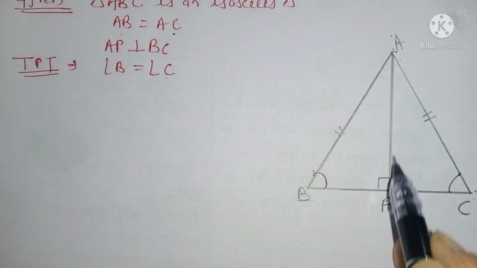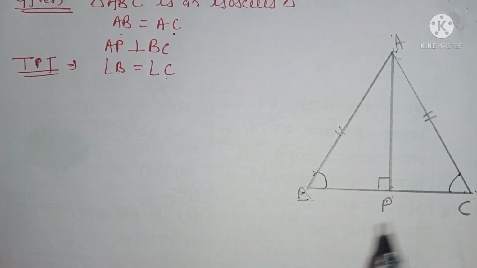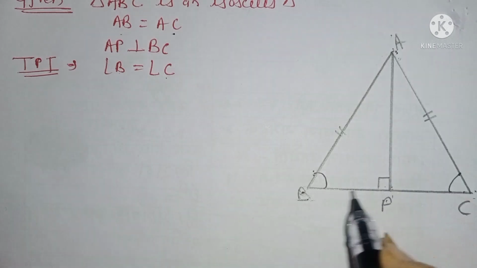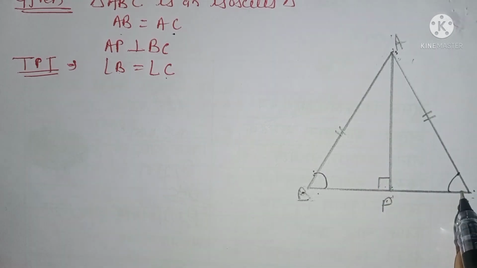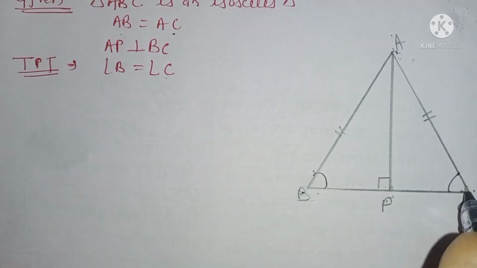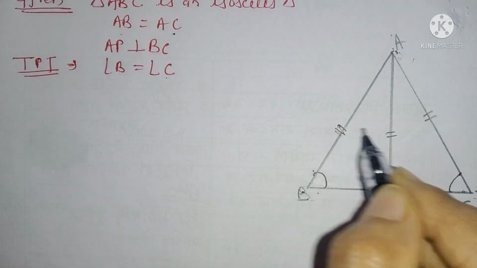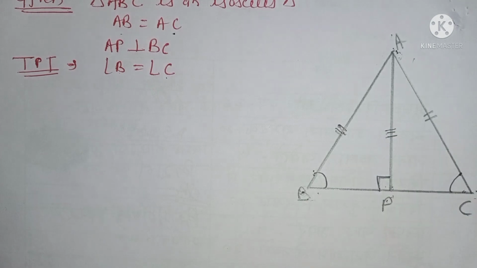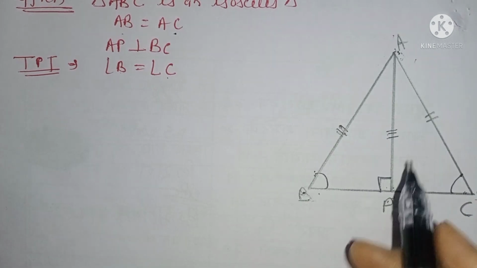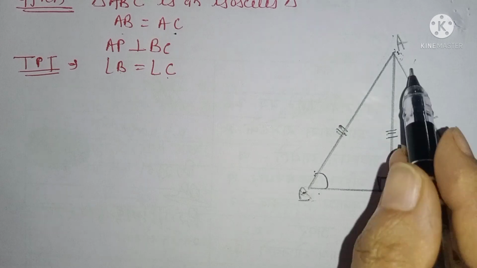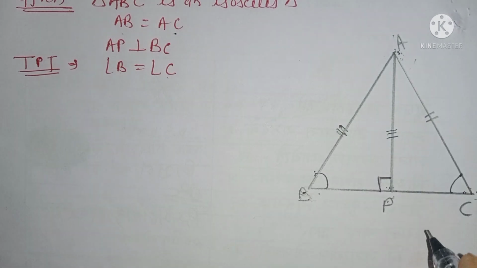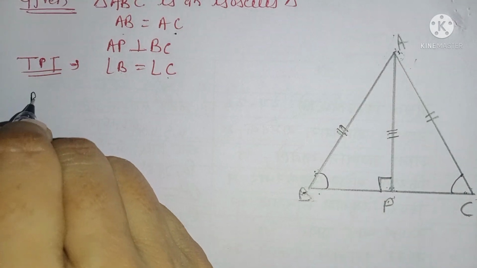See, can we prove triangle APB is congruent to APC? Yes. How? Angle APB is equal to angle APC, 90 degree. Then AB equal to AC given and AP equal to AP common. 90, this is hypotenuse and one side. So by RHS the triangles are congruent and we can write therefore angle ABP equal to angle ACP by CPCT. That is angle B is equal to angle C. That's all. A very simple sum.